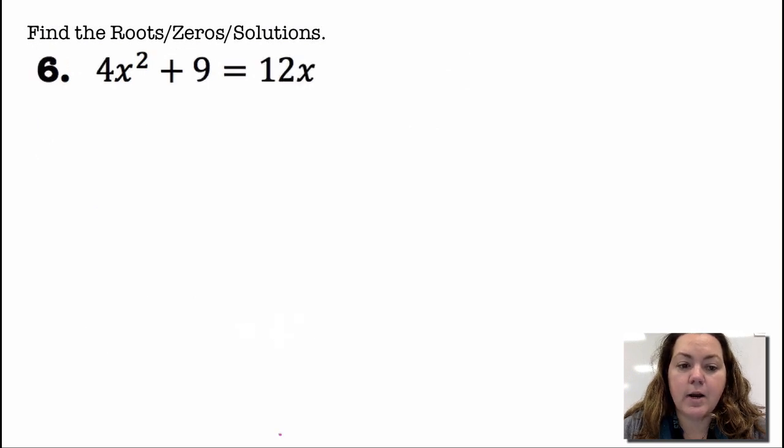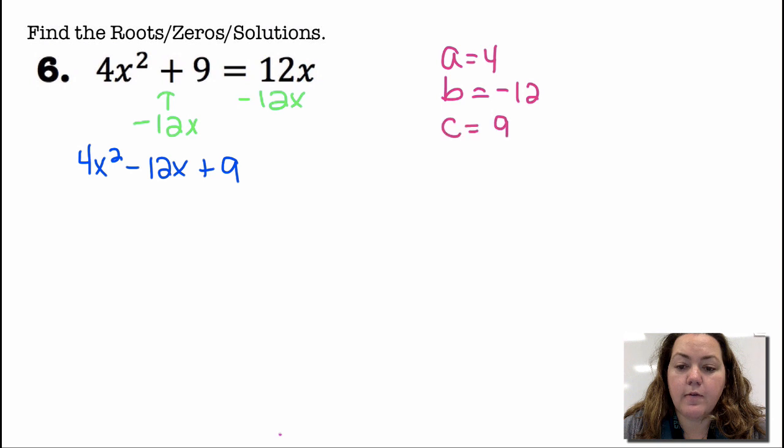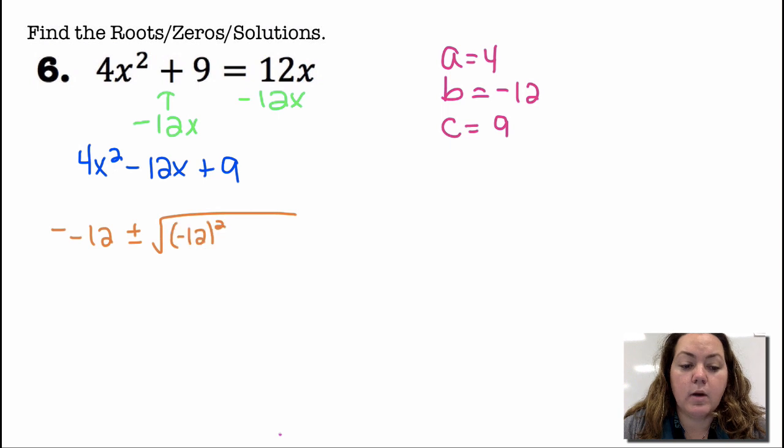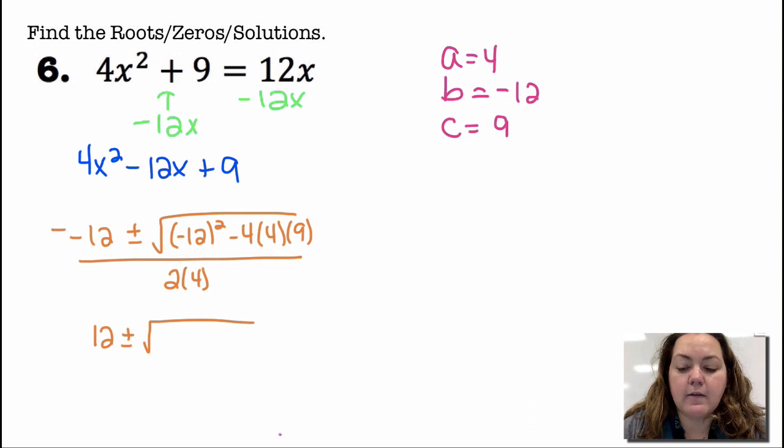Number 6, 4x squared plus 9 equals 12x. I need to move the 12x over. That's going to give me 4x squared minus 12x plus 9 equals 0. So A is 4, B is negative 12, C is 9. I'm going to use the quadratic formula, so negative B plus or minus the square root of B squared minus 4AC all over 2A. Negative 12 becomes positive 12, plus or minus negative 12 times negative 12 is positive 144. Negative 4 times 4 is negative 16 times 9 is negative 144, over 2 times 4 is 8.